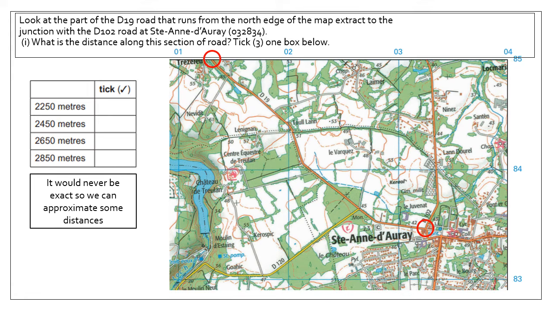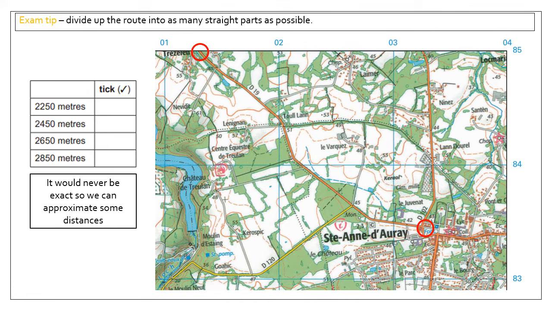You need to find the start point and you need to find the end point, which I've marked here with the red circle. Then once you've done that, my tip to you is to try and divide up the route into as many straight parts as possible. So if you notice here, I've drawn a red line on all to straighten out that route, and then I've divided up each of these straight parts.